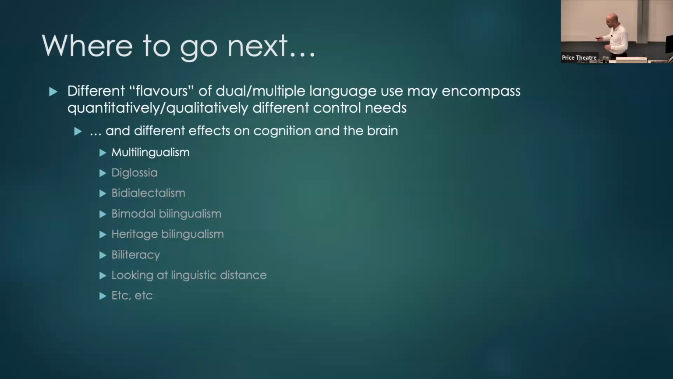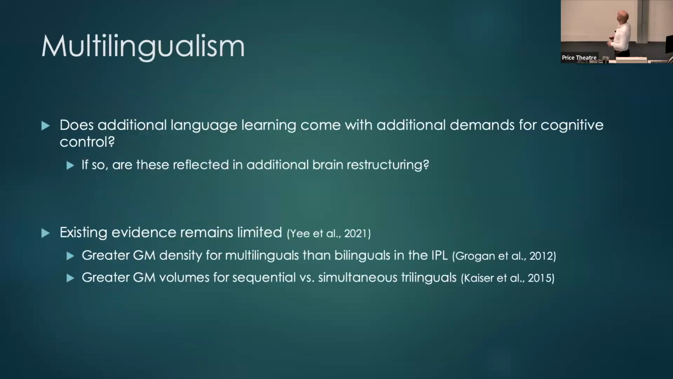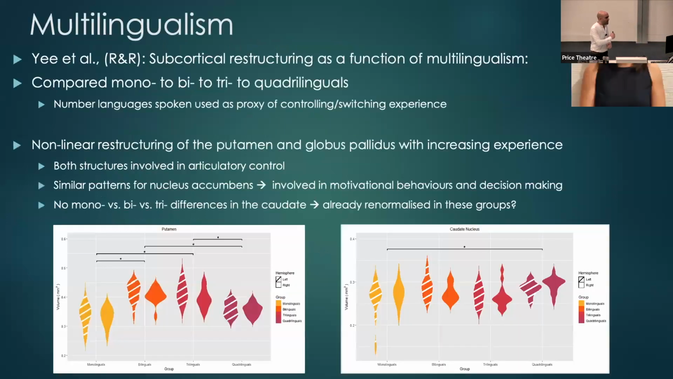Right? We've done some work on multilingualism, where the additional language learning comes with additional demands for cognitive control. There is some evidence. I'll just skip other people's work so I can focus on my work. So with another former student of mine, Jian Yi, we looked at subcortical structure as a function of multilingualism. And then we did a comparison between mono to bi to tri to quadrilinguals in terms of the subcortical volumes.